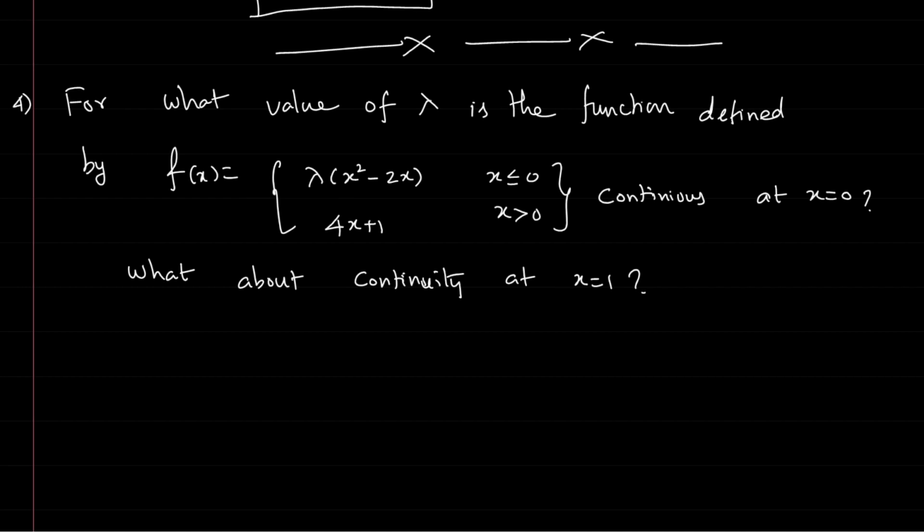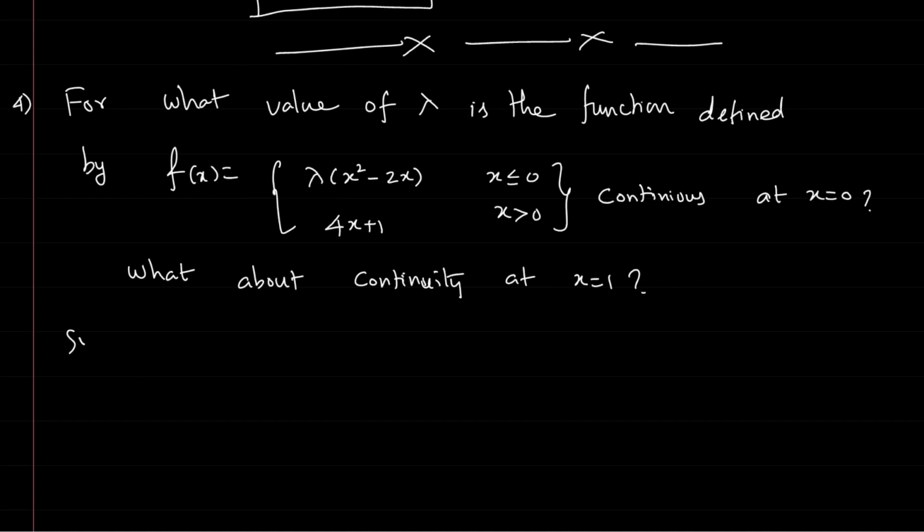Now the next problem is, for what value of lambda is the function defined by f of x equal to lambda into x square minus 2x for x less than or equal to 0 and 4x plus 1 for x greater than 0 continuous at x equal to 0, and also what about the continuity at x equal to 1? What is the meaning in this problem? If the function is continuous at x equal to 0, what will be the value of lambda? For what value of lambda is the function continuous at x equal to 0?